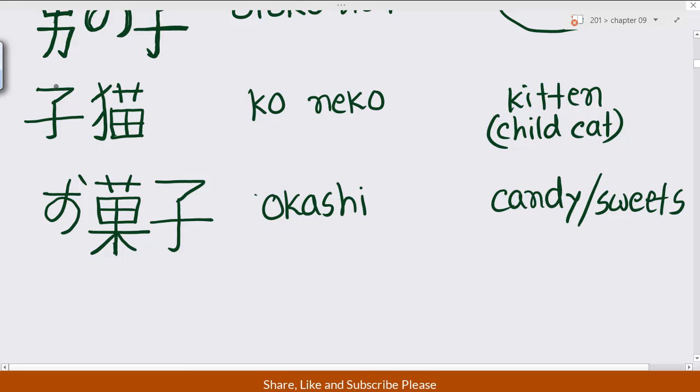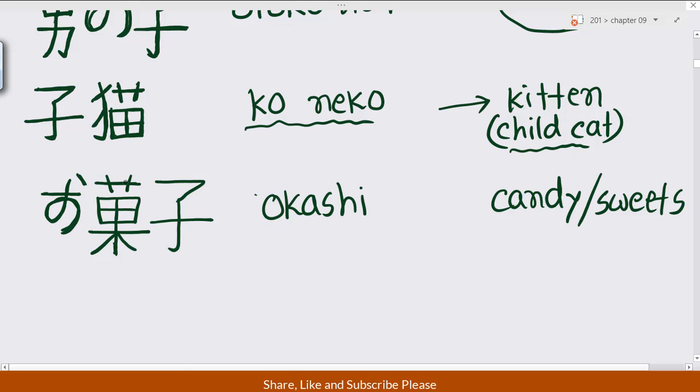Again, ko, neko. Ko is the kanji ko, and neko here is first, second and third. Then the hiragana ne and ko. Ko neko, ko neko. That means kitten, child cat, child cat. Ko neko, ko neko.